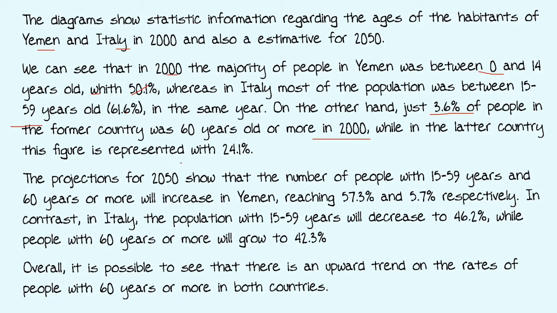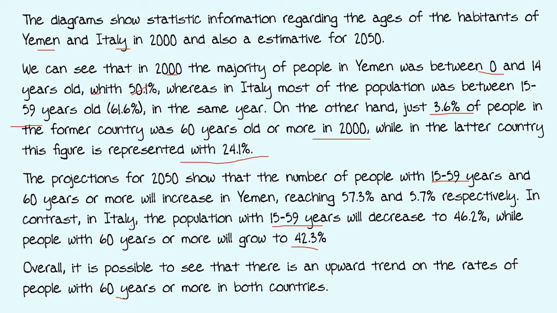The projections for 2050 show that the number of people with 15 to 59 years and 60 years or more will increase in Yemen, reaching 57.3 and 5.7% respectively. In contrast, in Italy the population with 15 to 59 years will decrease to 46.2%, while people with 60 years or more will grow to 42.3%. Overall, it is possible to see that there is an upward trend on the rates of people with 60 years or more in both the countries.